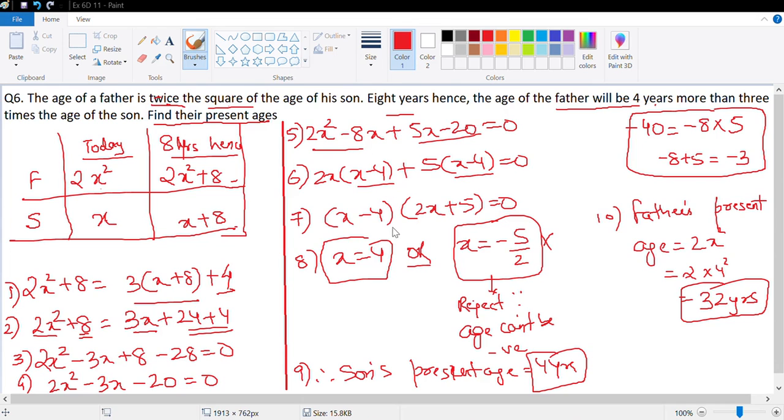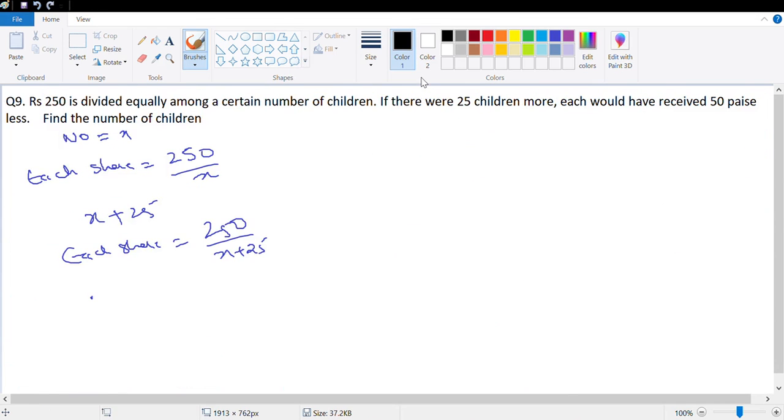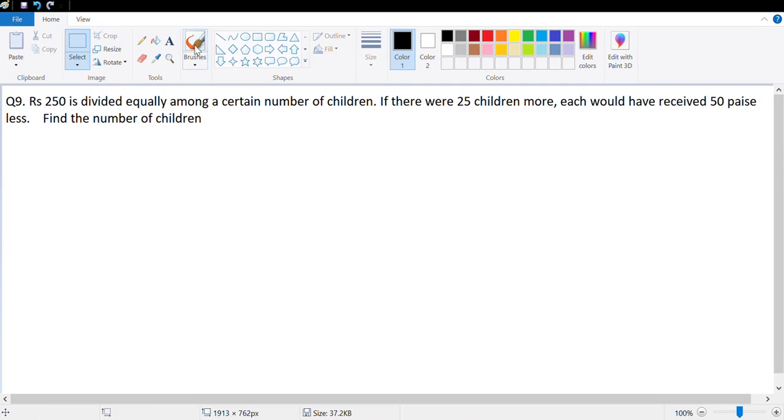Perfect. That brings me to the last homework question, which is question number 9. Oh, I have something written here. Let me just erase what I have written. Okay, so let's look at this question.